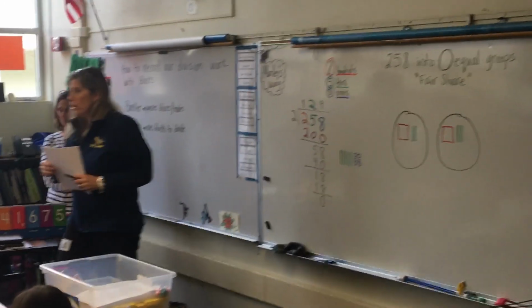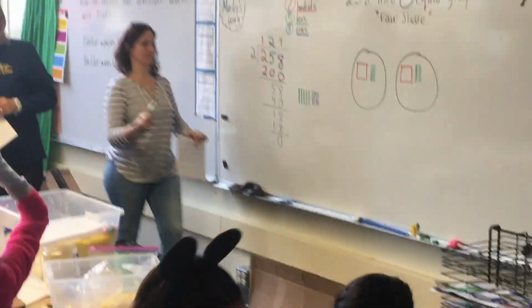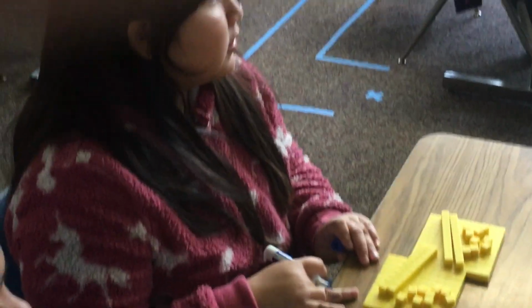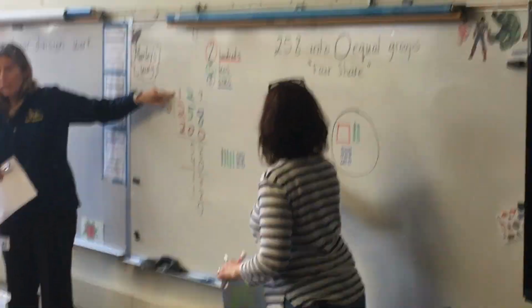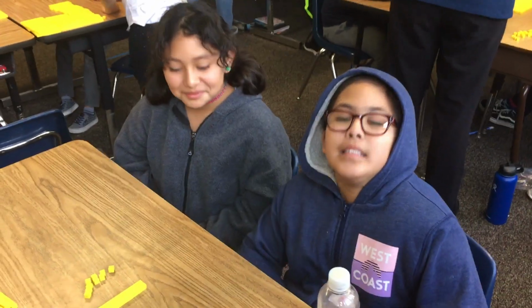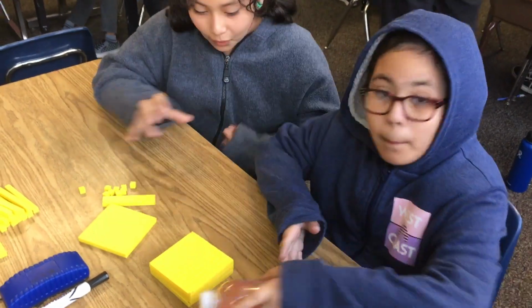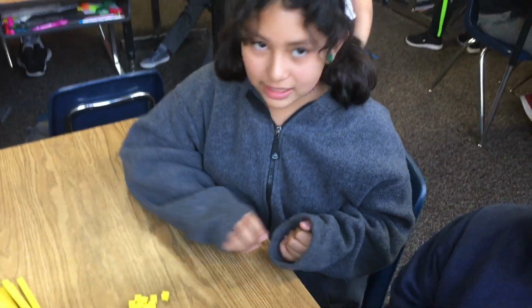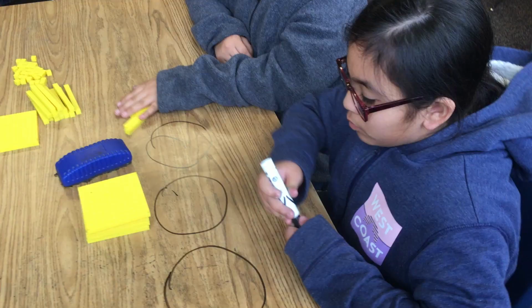Look and tell your partner. How many are in each group? Tell your partner, how many are each group? 129. Good job. That's what showed up right here. Okay. What do you have there? Perfect. 400, 2 10s, 9 ones. Good.